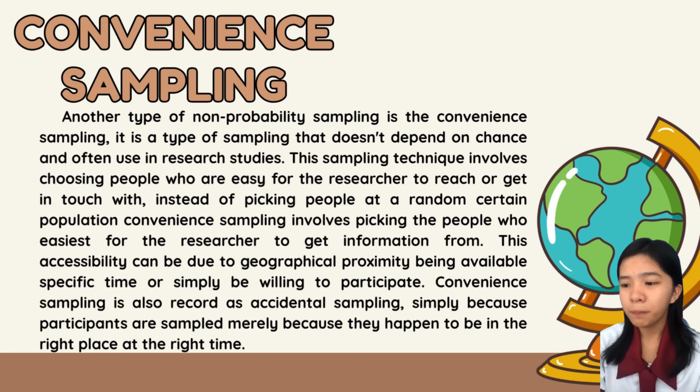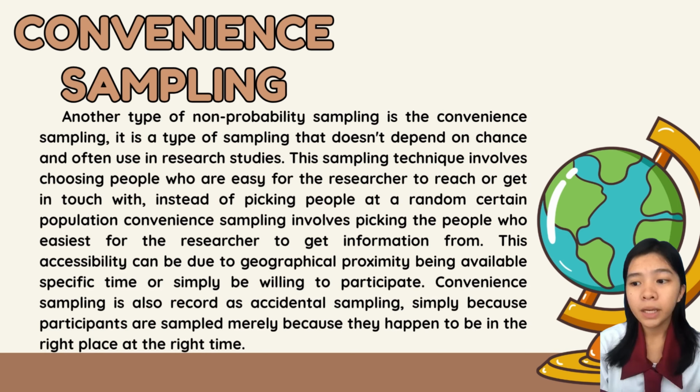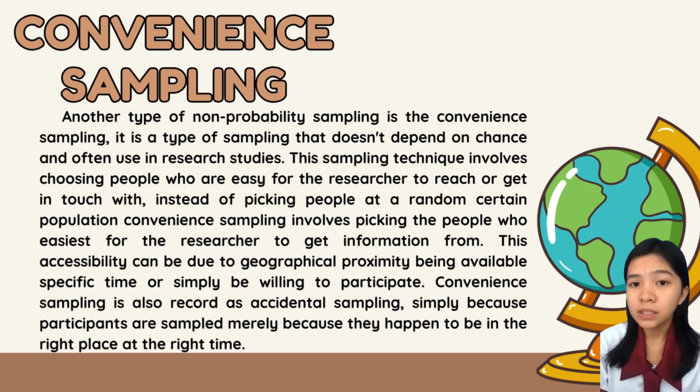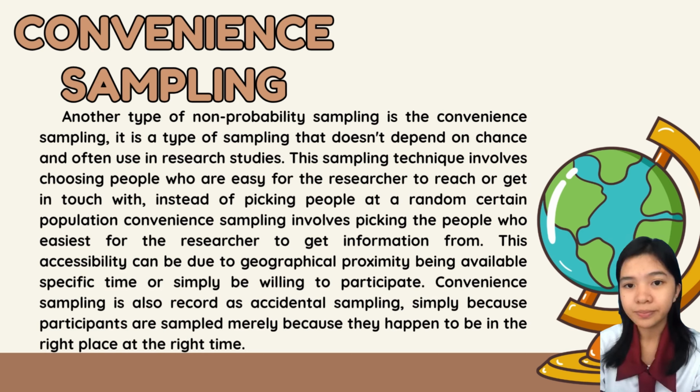Instead of picking people at random from a certain population, convenience sampling involves picking the people who are easiest for the researcher to get information from. This accessibility can be due to geographical proximity, being available at a specific time, or simply being willing to participate. Convenience sampling is also referred to as accidental sampling, simply because participants are sampled merely because they happen to be in the right place at the right time.